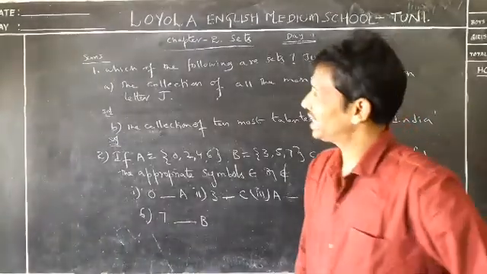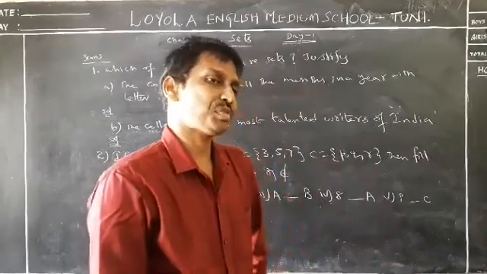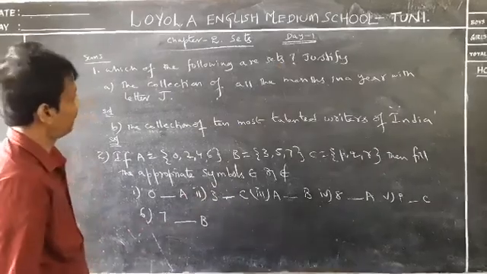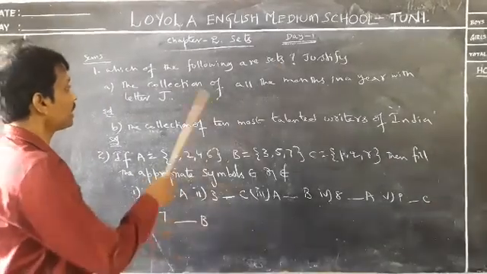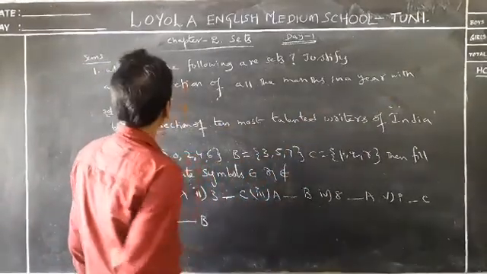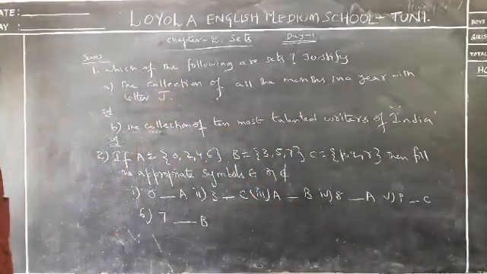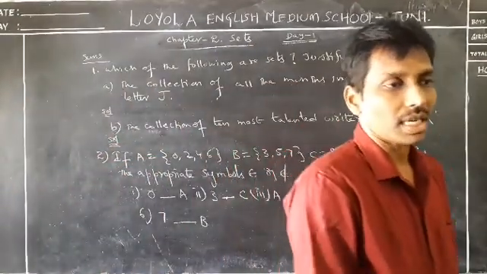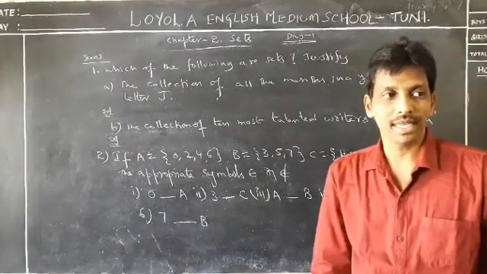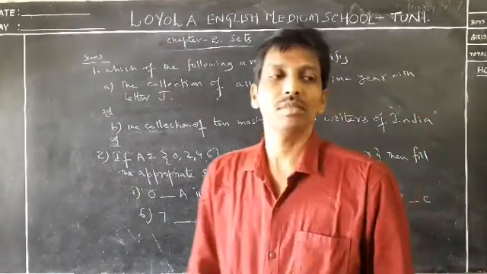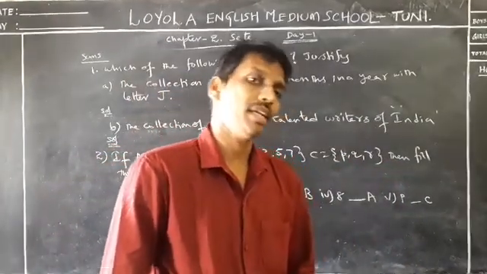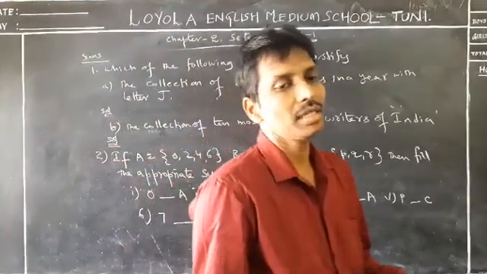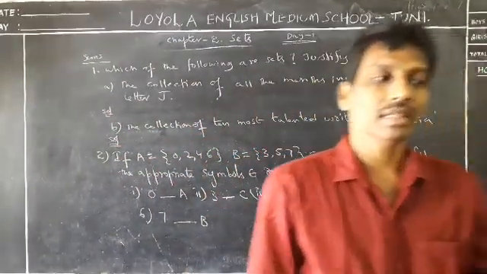Okay, my dear students, let us go through some problems. First question: which of the following are sets? Justify. The collection of all months in a year with the letter J. What months start with the letter J? January, June and July. Are these well-defined objects or not? Yes, because these are the names of particular months in a year.